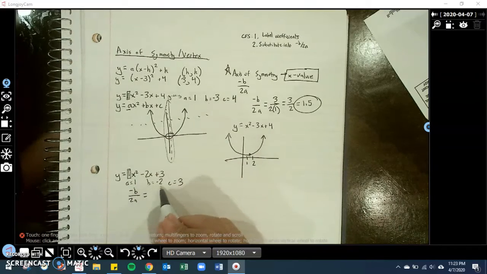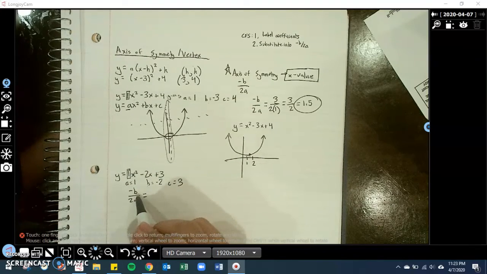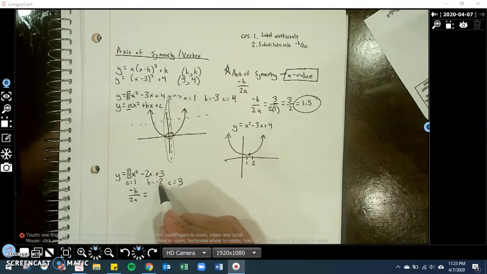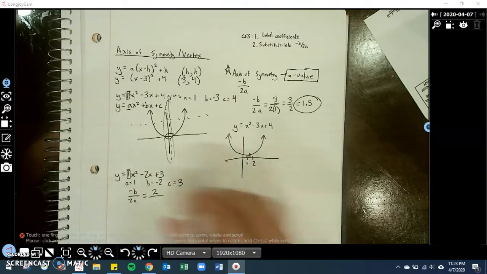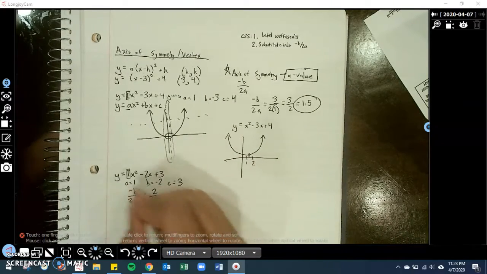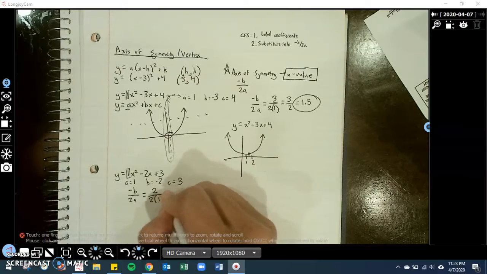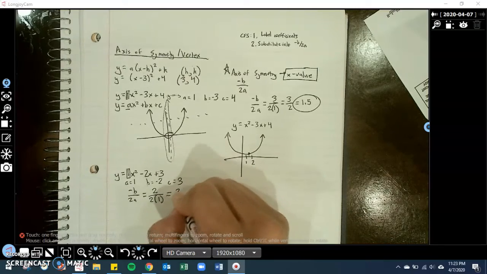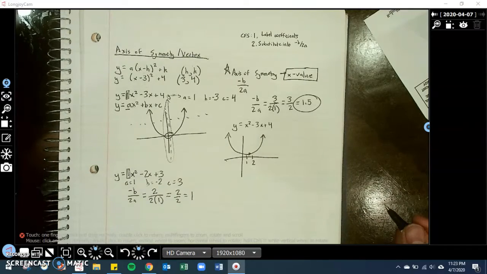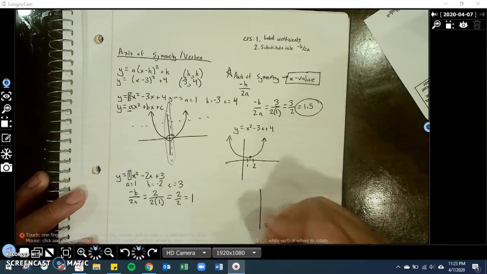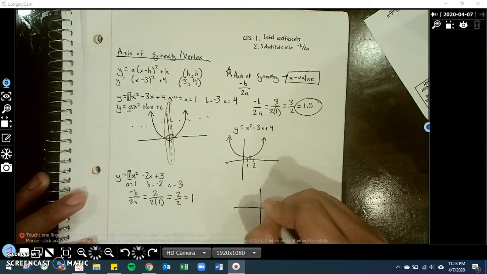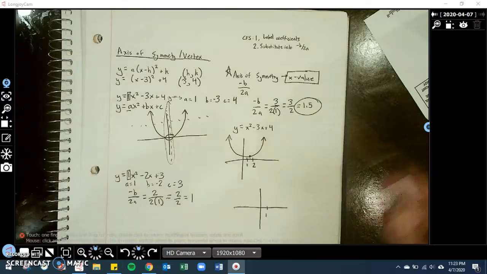If b is negative 2, then negative b, I need to flip the sign for b. So if b is negative 2, I need to flip that sign. Negative 2 turns to positive 2. I'm going to put positive 2 at the top. We have 2 and we have a, so I'm going to substitute that in. 2 divided by 2 is equal to 1. So what that tells us is if I were to graph this, we know our x-coordinate would be at 1.